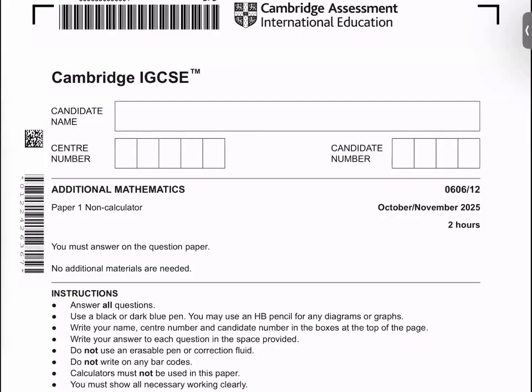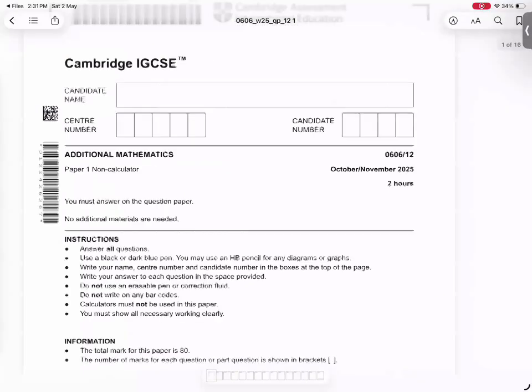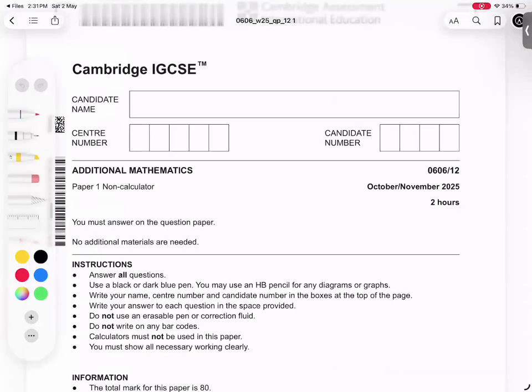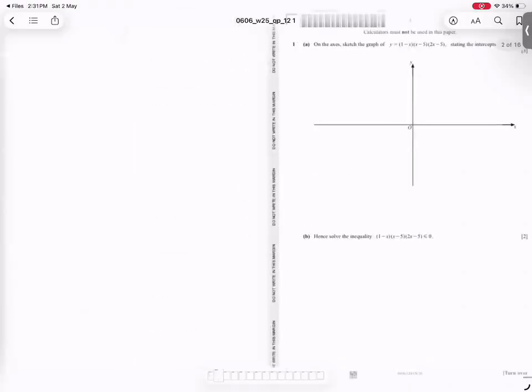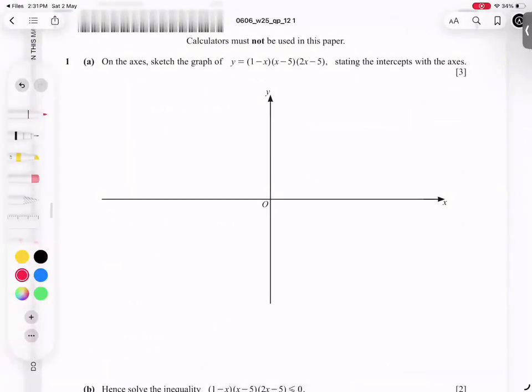This is the October 2025 exam, the second variant, paper one, the without-calculator version. So let's start. Question number 1, students: he's saying to sketch this graph, stating the x-axis intercepts. It means we are looking for the axis intercepts, not one axis, both. One time I'll plug in x = 0, one time plug in y = 0.